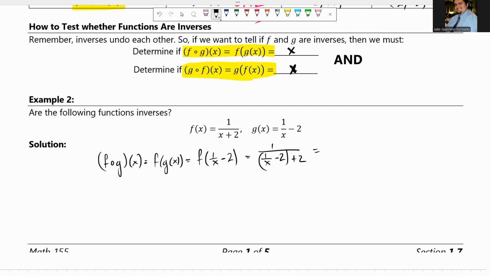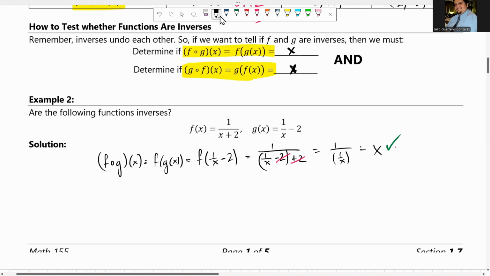And if you do this right, you guys hopefully see this on the bottom, the plus 2 and minus 2 cancel. 1 over 1 over x, and that is equal to x. Like I said, this suffices. This is enough to show us that f and g are indeed inverses of each other.